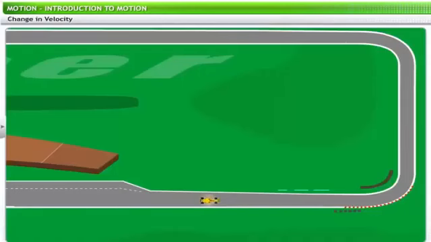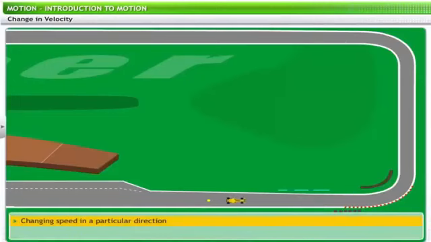Velocity of an object can change by either changing its speed in a particular direction, or by keeping the speed constant and changing the direction. When the yellow car takes a turn and moves ahead, its velocity becomes variable.